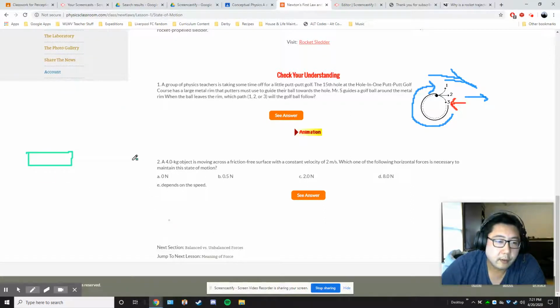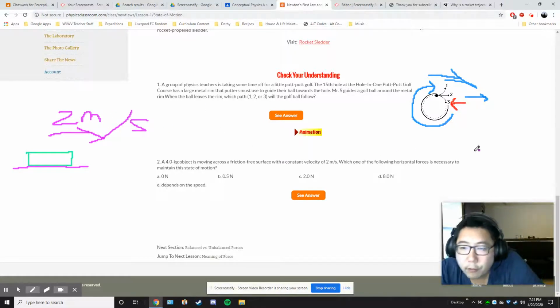So using this as another example, I'm going to draw you that. There's our object. Okay, this is 4 kilos. It's moving across a surface. Let's say the surface is purple. There we go. At a constant velocity, moving in this direction at 2 meters per second. Oh my god, I'm terrible at this. Which one of the following forces is necessary to maintain this state of motion?